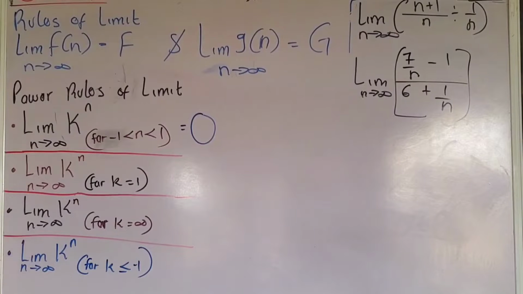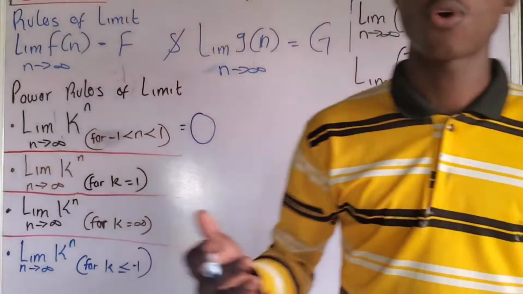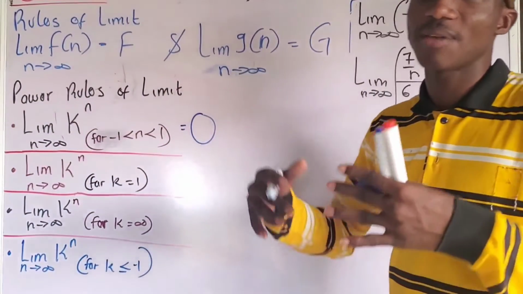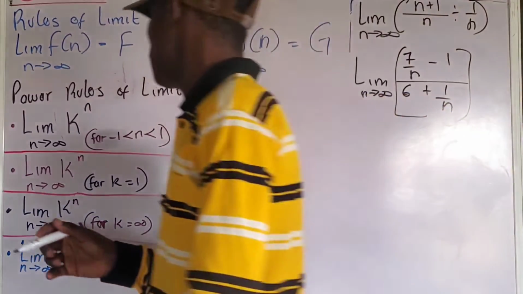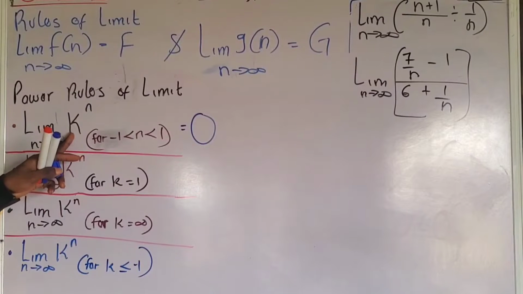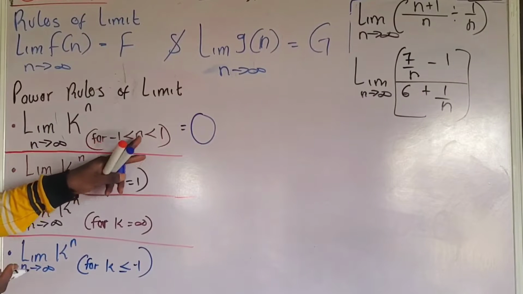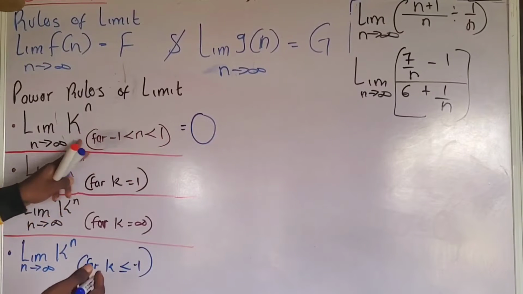Don't forget that k is a constant. K can be 1, it can be 2, it can be 3, 4, 5, 6, it can be 10, it can be 1000. So k is a constant, a number. For -1 less than k less than +1, the limit of this kind of function is 0.